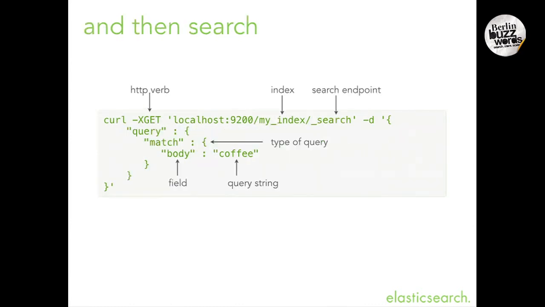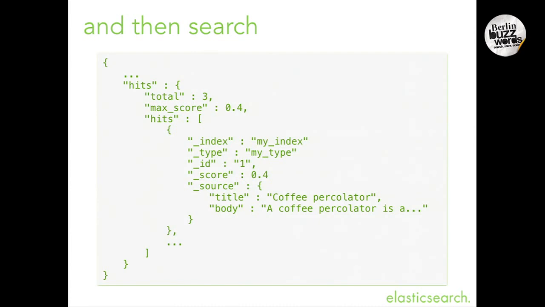You can define a query. You say, okay, I want to search in index myindex. We use the search endpoint, and we define the query as the payload. In this case, we define a match query, which is the most commonly used query in Elasticsearch, used to match a document. And we define the field body with the value coffee, and hopefully we get something back. And obviously we get something back.